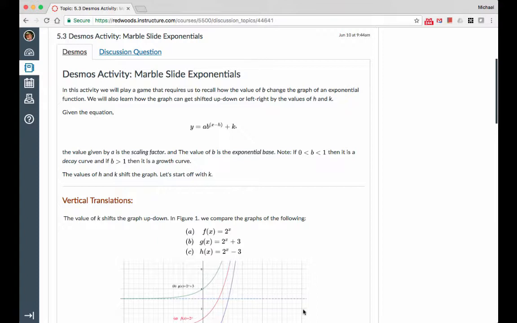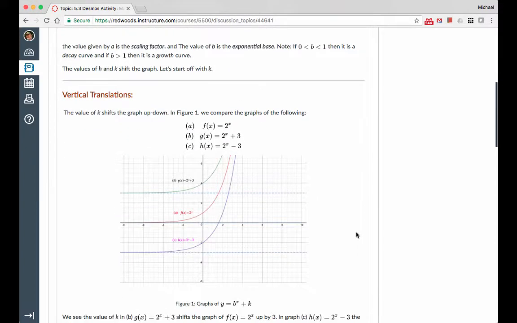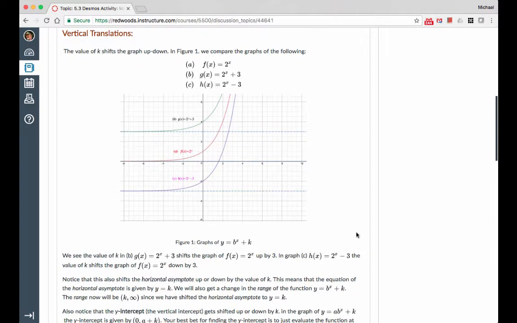What we're going to discover in this activity is how the values of h and k shift the graph up, down, left, or right, respectively. Let's start off with the value of k, or a vertical translation. The value of k is going to shift the graph up or down. In figure 1, we compare the graphs of the following: f of x equals 2 to the x, g of x equals 2 to the x plus 3, and h of x equals 2 to the x minus 3.